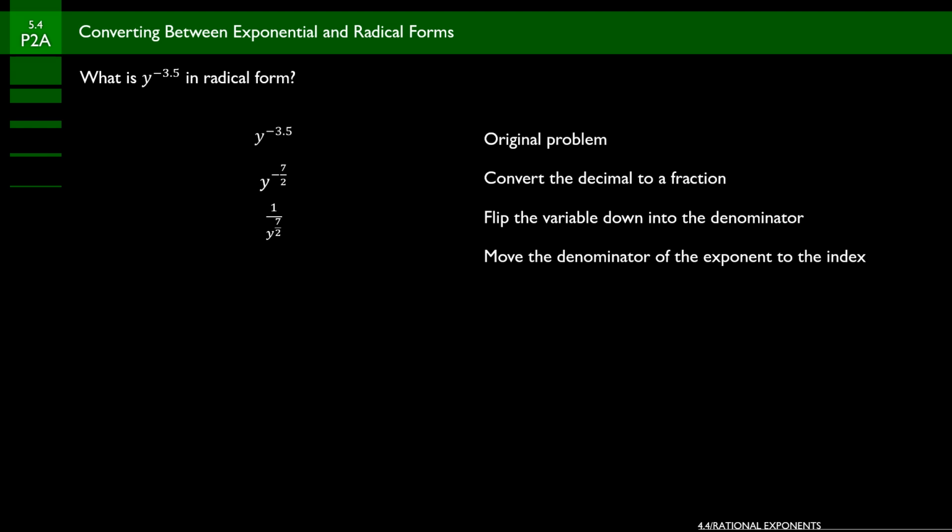At this point, you're going to take the denominator of the exponent and move it into the index. And you would end up with 1 over the square root of y to the 7th. For right now, we're going to leave it as is. We're not going to rationalize it. But know in the future, you would have to rationalize that radical in order to not have a radical in the denominator.